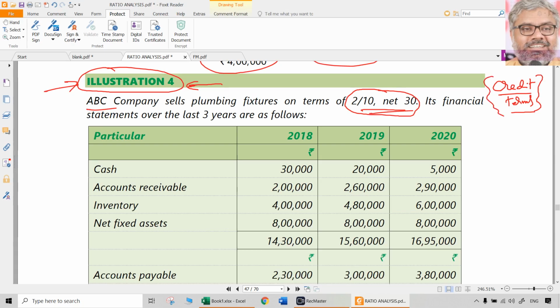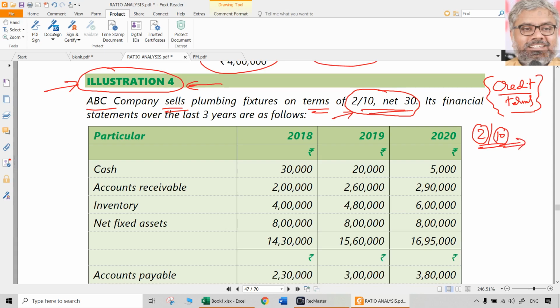Credit terms means what? We are selling on these terms means we are fixing these terms for our debtors. So what does this mean? That just has to be understood. 2/10 means if our debtors pay within 10 days, we will give them a 2% cash discount. That's what it means. If they don't pay within 10 days, when can they pay?